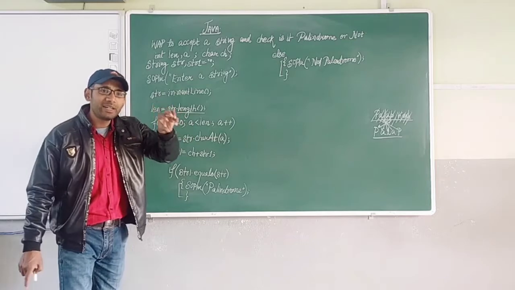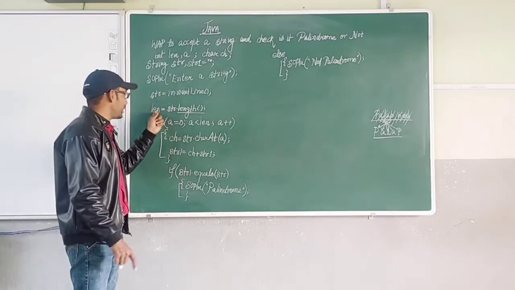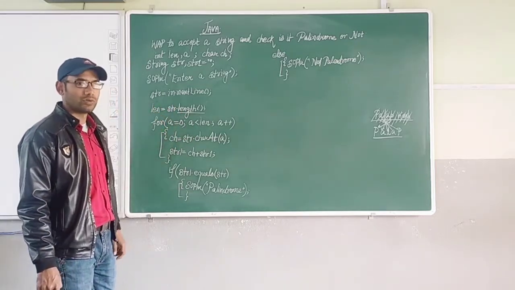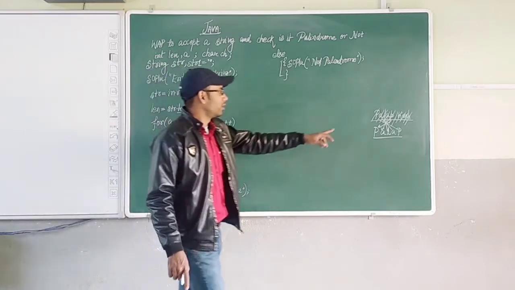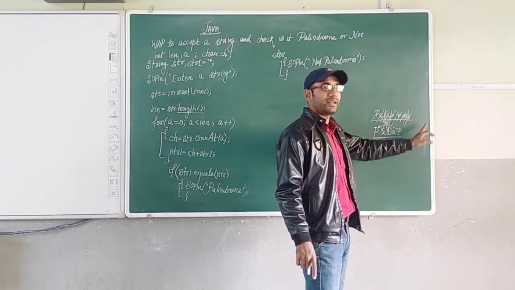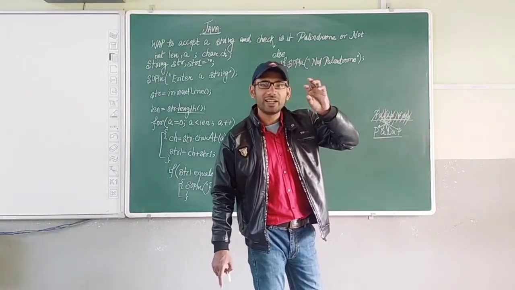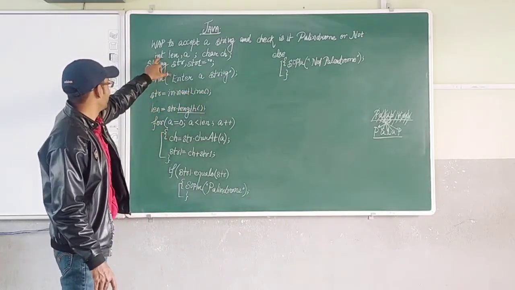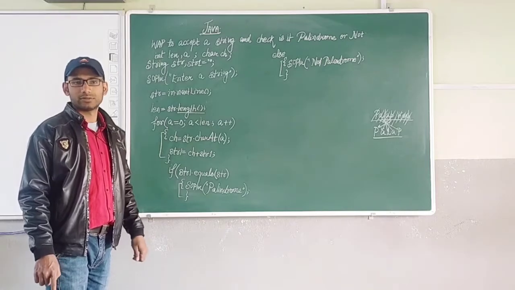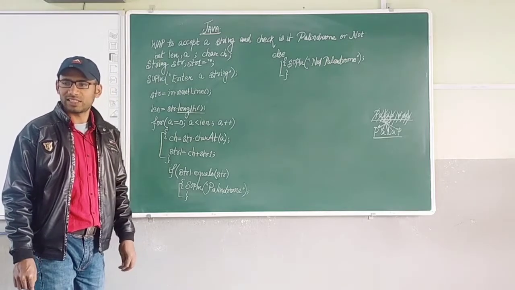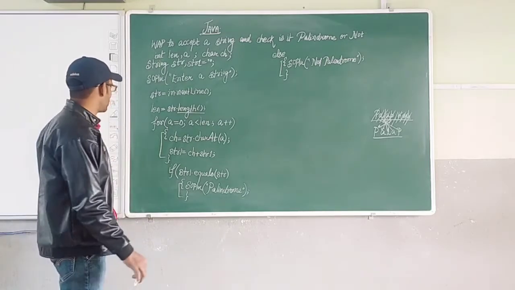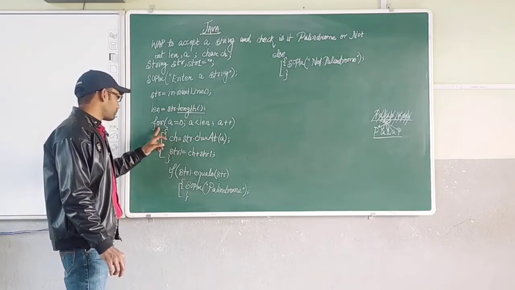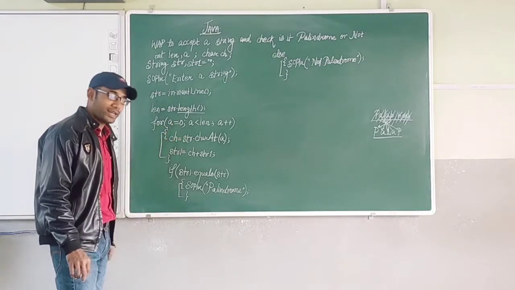Here, and keep it safe inside len value. How many characters are there? 10. 10 is what? An integer. That is why this len I have declared as int. Is that understood? Now, for a is equal to 0, why?